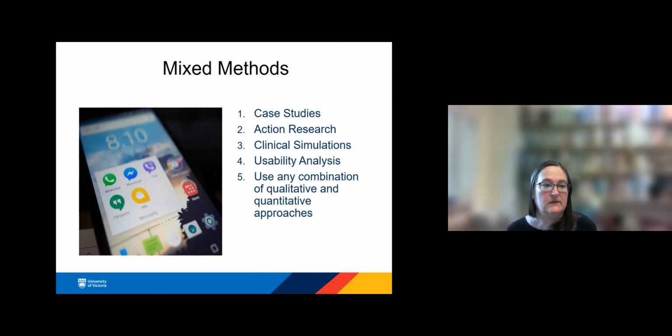Usability analysis has got a lot of different quantitative as well as qualitative approaches that are mixed together. It's one of the beauties of usability testing, that it allows you to, in essence, use the findings to improve the technology over time. And then you can use differing combinations of some of the quantitative and qualitative approaches I've mentioned earlier.